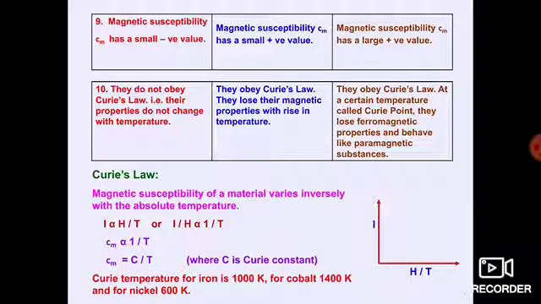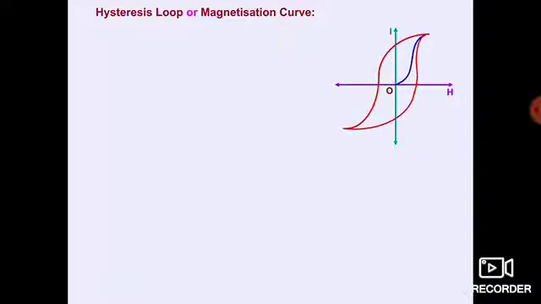Along the y-axis we have taken I, whereas along the x-axis we have taken H by T. If we plot the graph, we will get it like this. Now the next and very important part of this is the hysteresis loop or magnetization curve. We will plot the graph between I and H, and you will get this kind of curve.